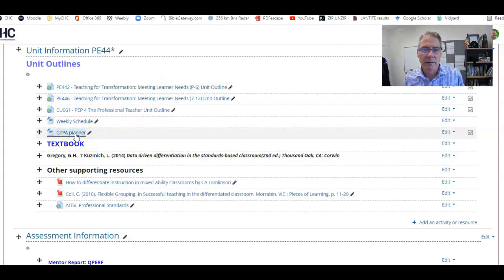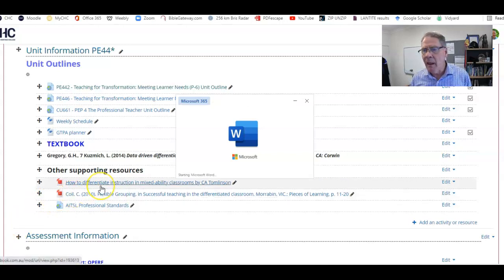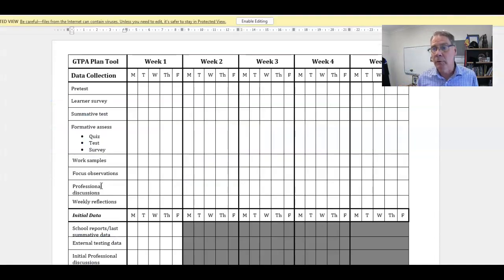The other one here that I'd like to highlight is the GTBA Planner. The GTBA Planner outlines what you might do in terms of collecting information or having particular lessons over the 5-week period. Those who are successful at the GTPA have an absolutely clear understanding before they leave to go on prac of what they need to do, what they need to collect, what evidence they need to gather in terms of planning or their teaching strategy, and then what they'll need to gather together and collate to form part of the GTBA report.